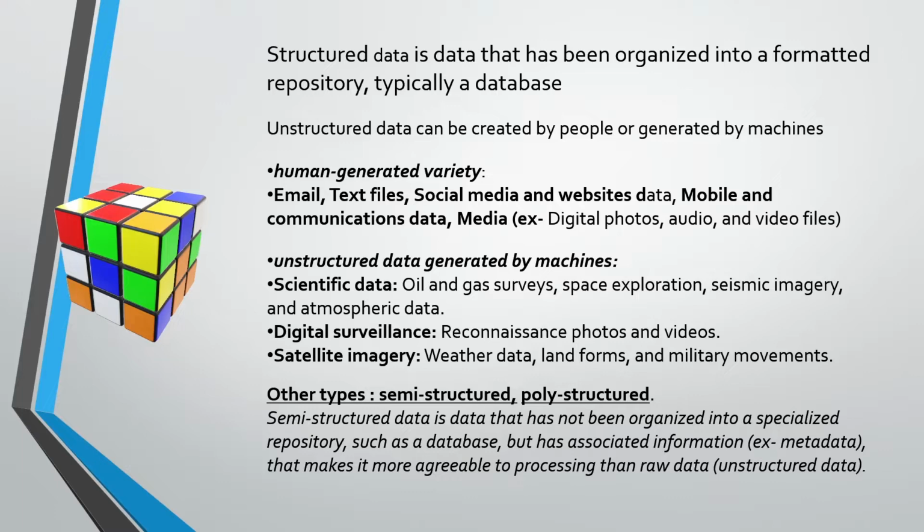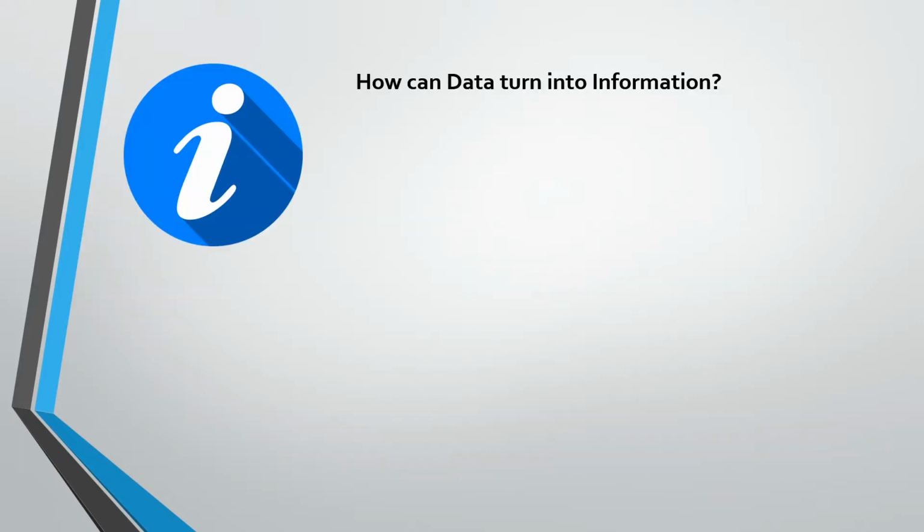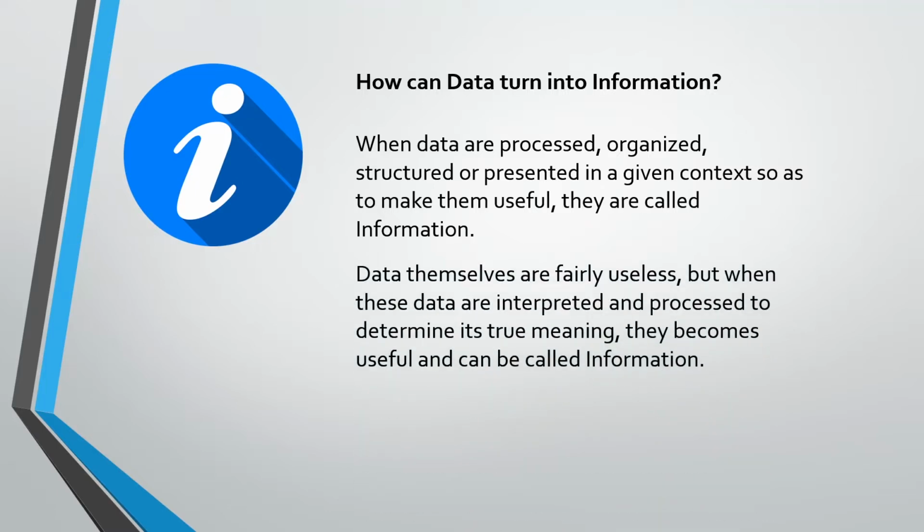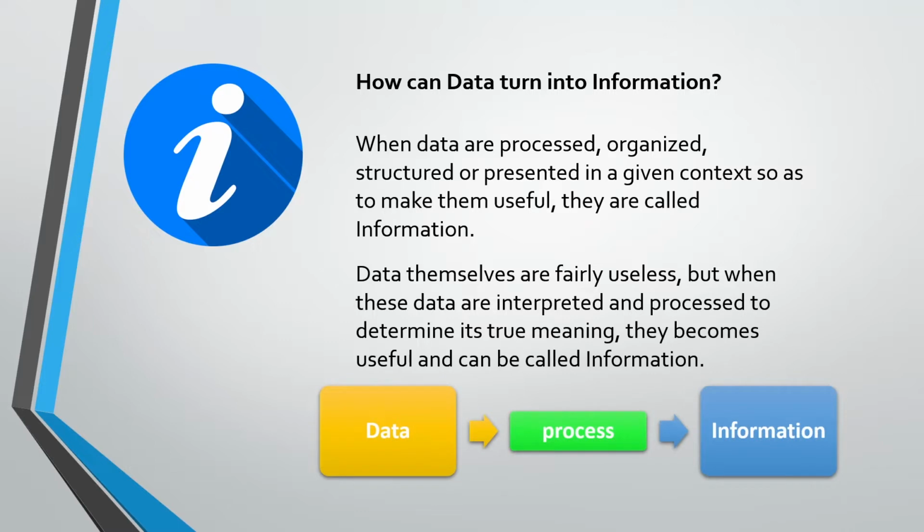How can you turn data into information? When data is processed, organized, structured, or presented in a given context so as to make it useful, it is called information. Very simple. But data itself is a fairly useless thing unless you have processed, organized or structured it. Unless you process the data, it cannot be turned into information.